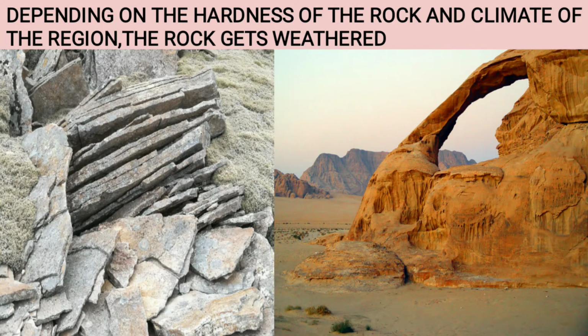Depending on the hardness of the rock and climate of the region, the rocks get weathered. Means what? Here, hardness of the rock means whether the rock is very hard or very soft. There can be a difference between two different types of rocks. Some will be harder, some a little less hard. So hardness of the rock is one factor. Second is climate of the region. How is the climate? Whether it is hot, cold, humid, or dry. So there are two things, hardness of the rock and climate of the region.